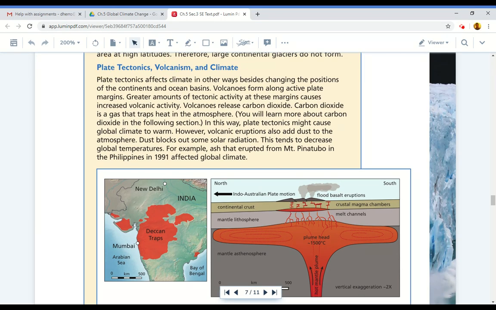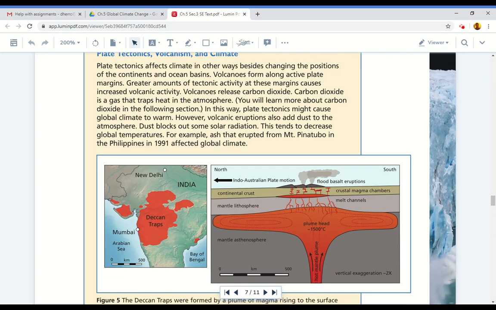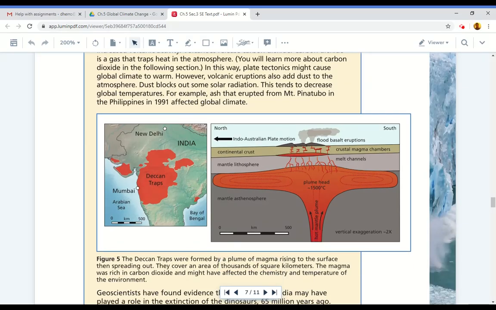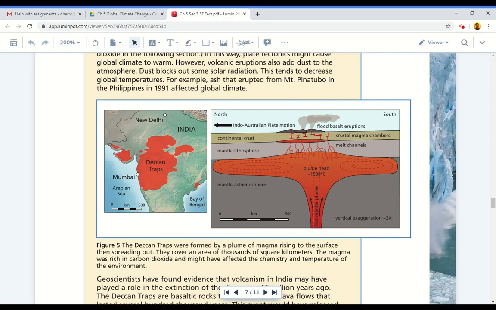Plate tectonics, volcanism, and climate. Plate tectonics affects climate in other ways besides changing the positions of the continents and ocean basins. Volcanoes form along active plate margins. Greater amounts of tectonic activity at these margins causes increased volcanic activity. Volcanoes release carbon dioxide. Carbon dioxide is a gas that traps heat in the atmosphere. You will learn more about carbon dioxide in the following section. In this way, plate tectonics might cause global climate to warm.